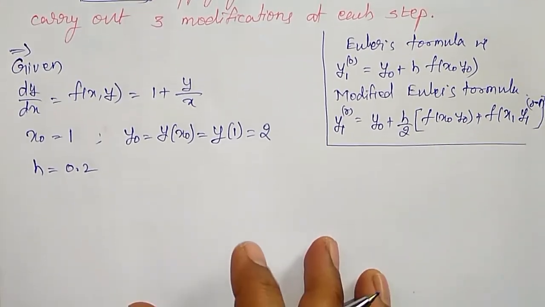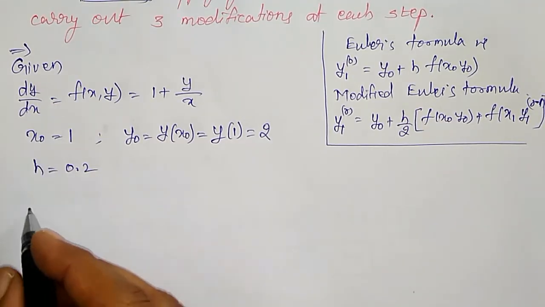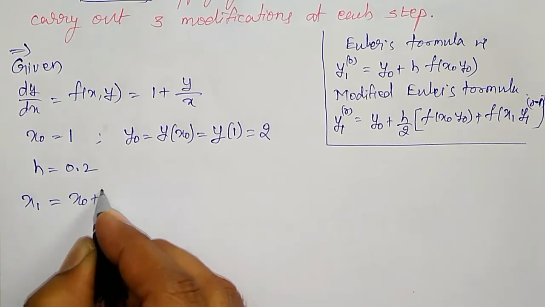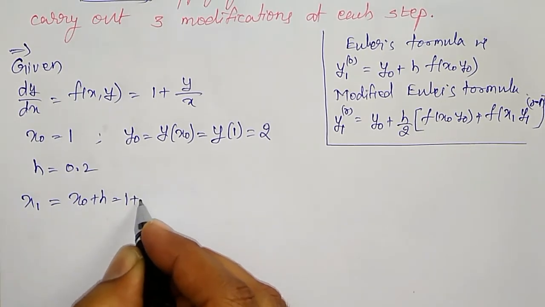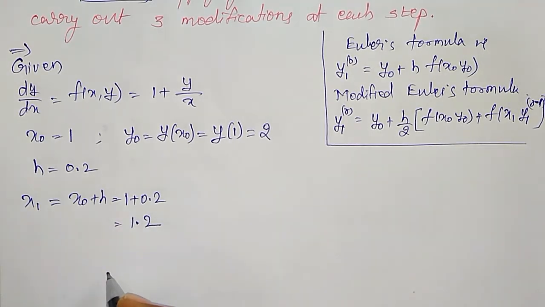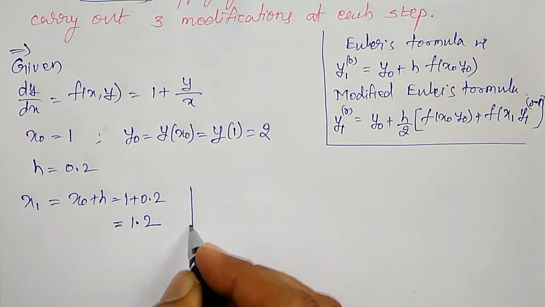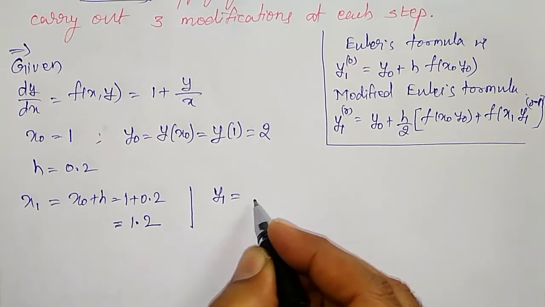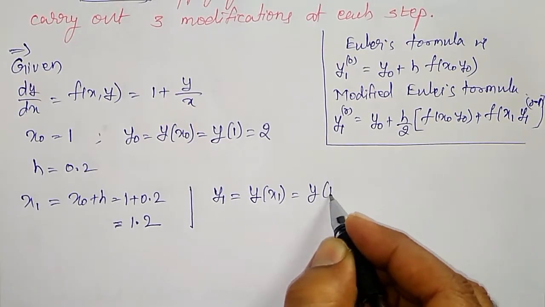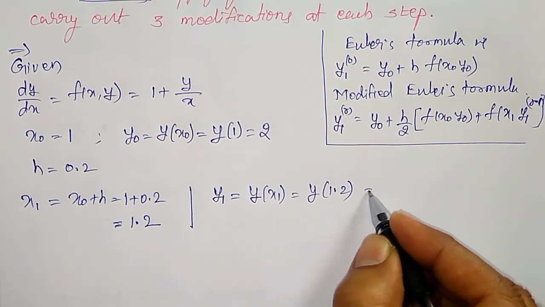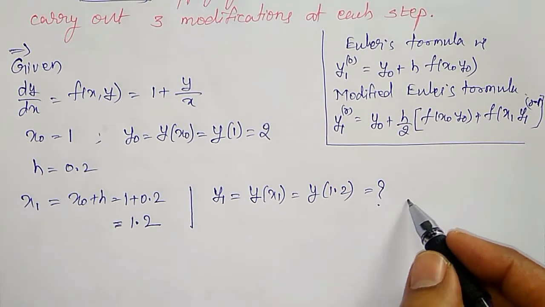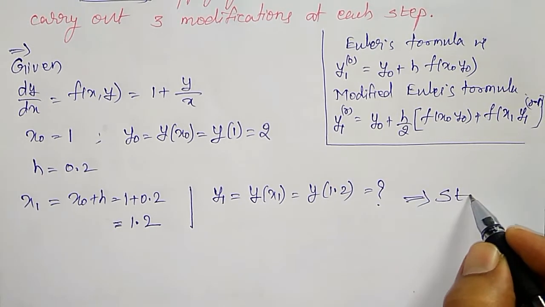If you increase x0 by a step h, it will become x1. My x1 will become x0 plus h, that is 1 plus 0.2, which is nothing but 1.2. Therefore, the corresponding y value will become y1, that is y of x1, y of 1.2. We don't know that, I have to calculate. This one I will calculate in stage 1.